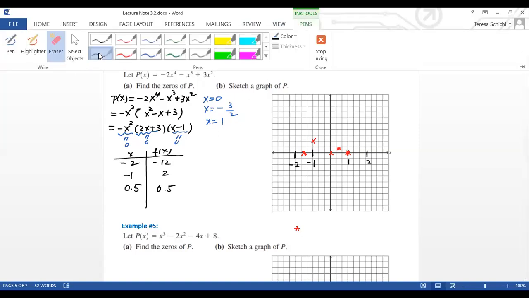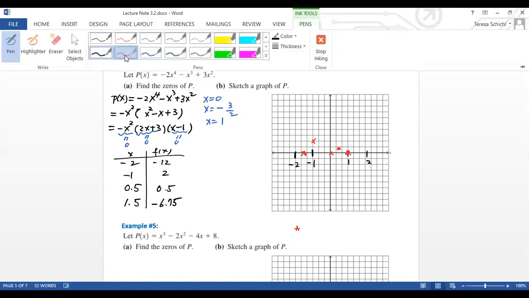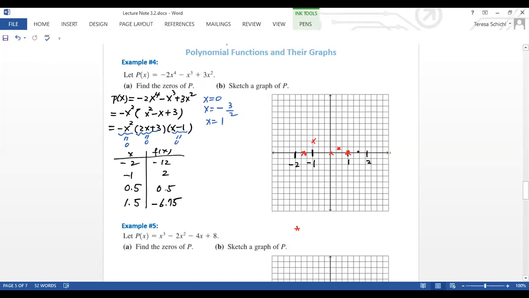So let's choose 1.5. Then if you plug into the formula, you get negative 6.75. Okay, so then 1.5 is here, right? So negative 6.75 is close to 7. 1, 2, 3, 4, 5, 6, 7. So it's somewhere here, right?